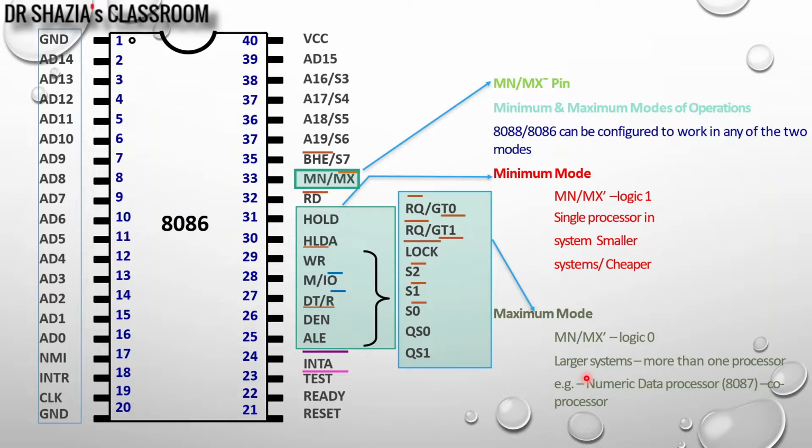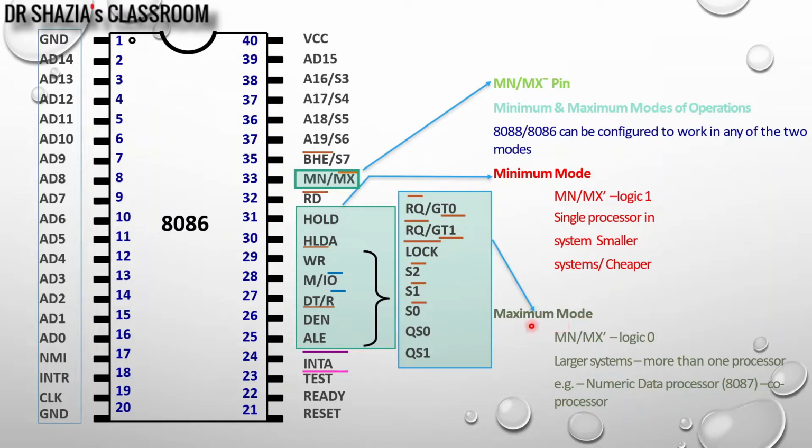Basically, we know that 8086 or 80286, 386, all these processors are fixed point operating processors. They can only perform fixed point operations. They cannot perform a floating point operation. So to perform floating point operation, this processor requires a coprocessor. So in maximum mode of operation, we can say that 8086 is operating with 8087 as its coprocessor to perform floating point operation. So this is basically your maximum mode of operation.